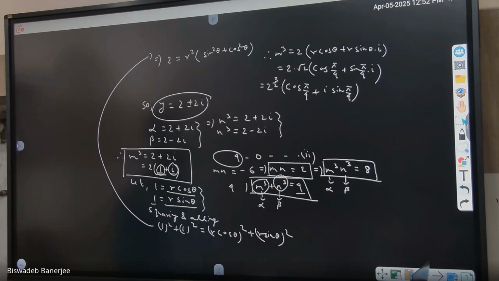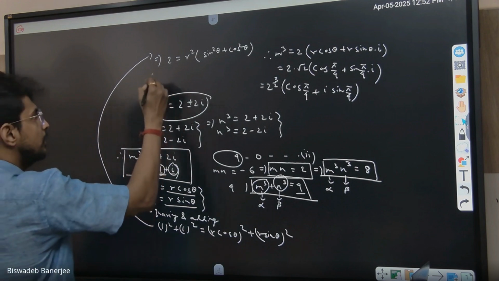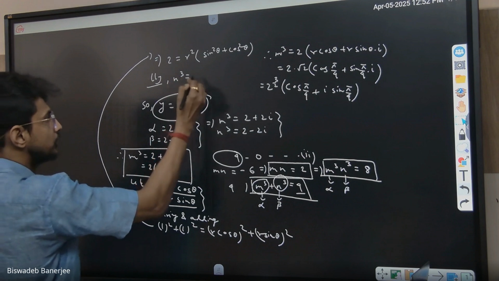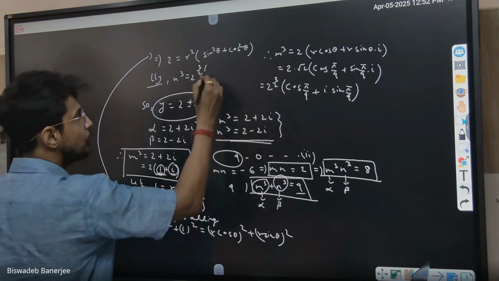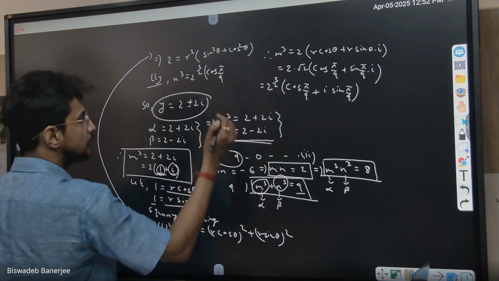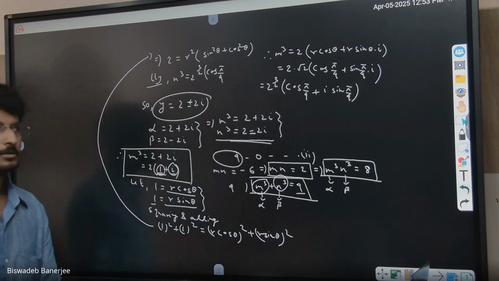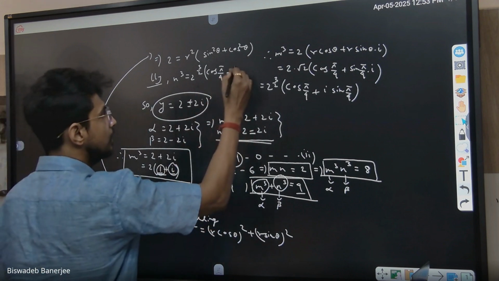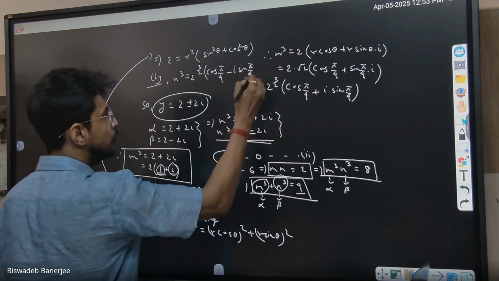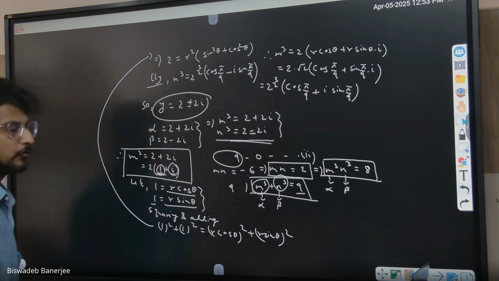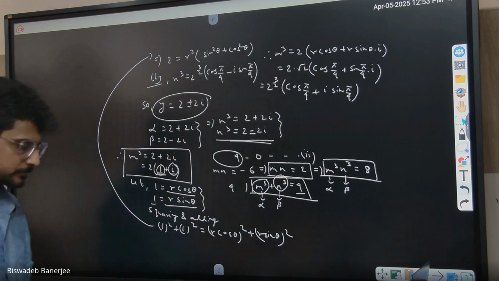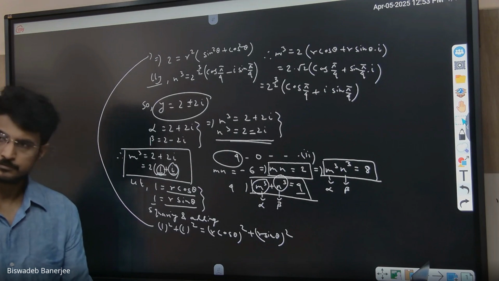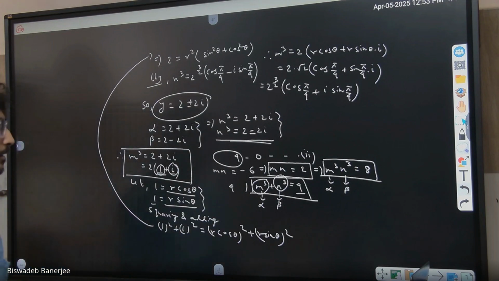So there is my m cube. Similarly, there is my n cube. My n cube will be 2 to the power 3 by 2 into cos pi by 4, and see that we have a minus sign, so minus of i into sin pi by 4. Exactly similar way we can find this n cube. So these are my m cube and n cube.